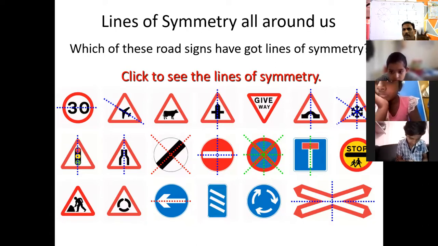These are very different traffic signals. You might have seen only a few of them, not all. Every traffic signal is having a different meaning. Few are having one symmetry, few are having two symmetry, few are having three symmetry, four symmetry.